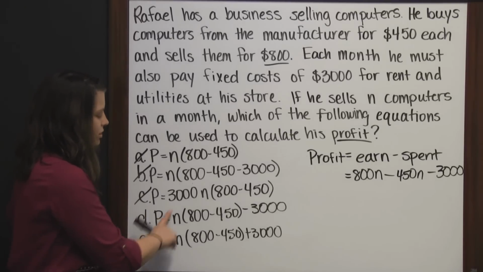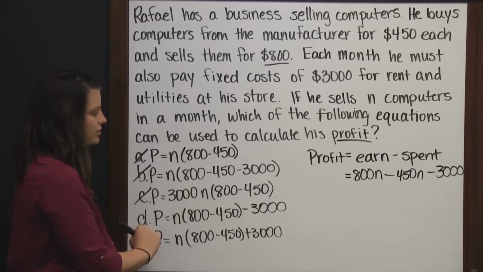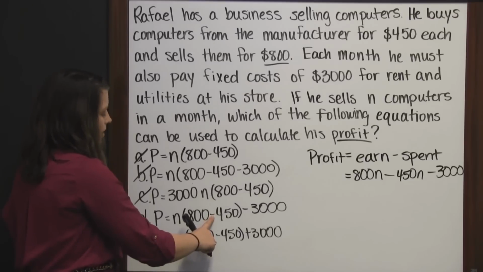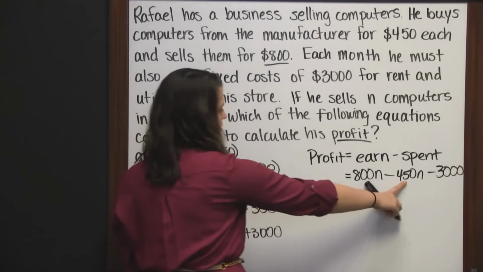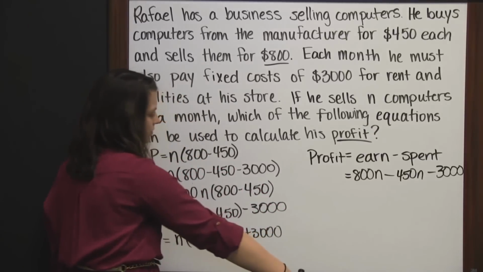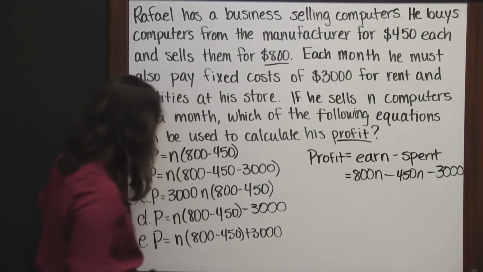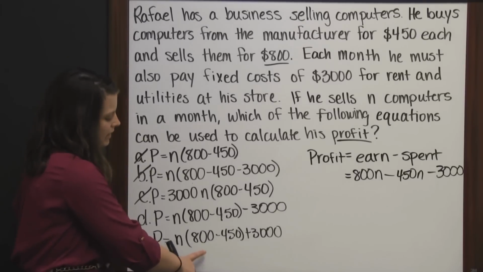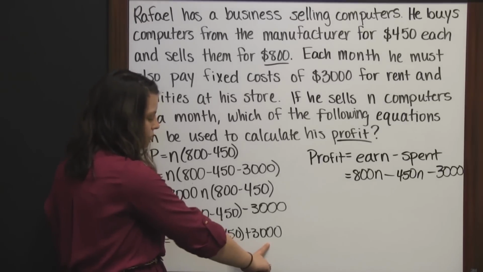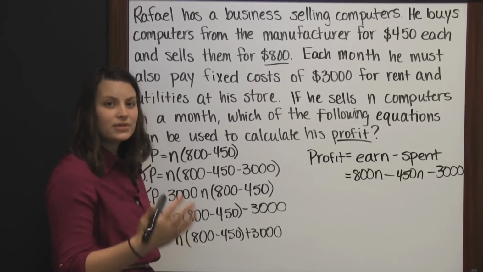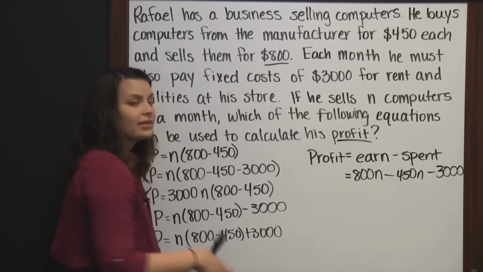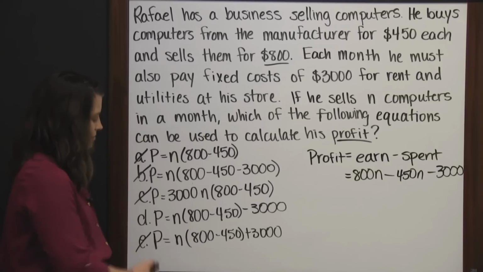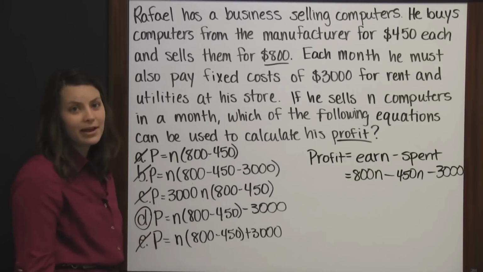In D, when we distribute the number of computers, n times 800, 800 n, minus n times 450, so minus 450 n, and then minus 3,000. So D's looking pretty good. The problem with E is, instead of subtracting the 3,000 he spends on rent and utilities, they're adding it back in like that's more money he's making. But he's not making that money, he's losing that money. So D would be the correct answer choice.